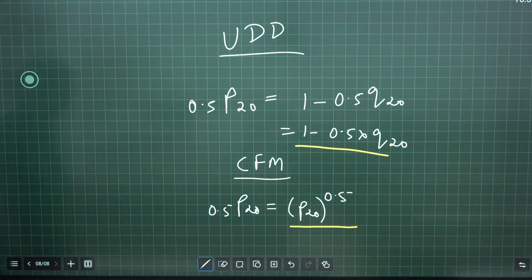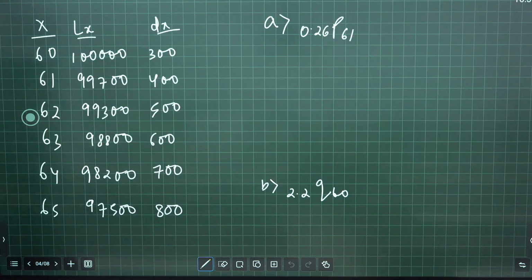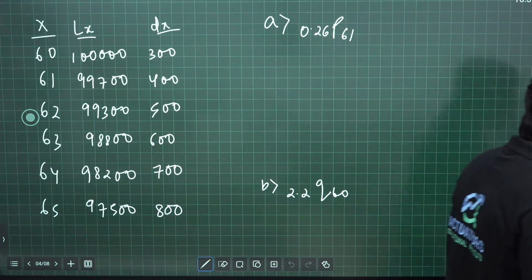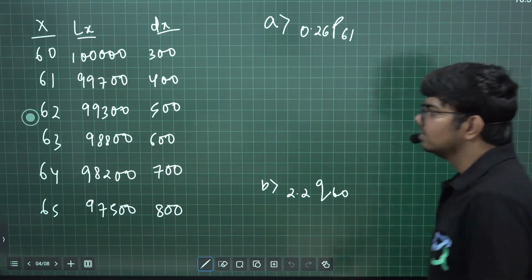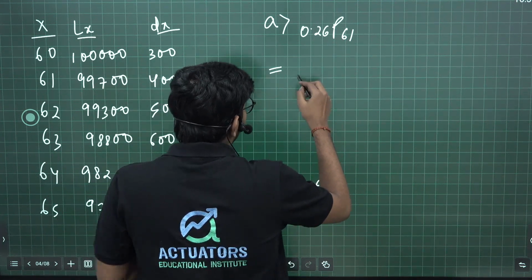Okay, so let us just copy this down. I hope you can quickly pause the video and copy this entire part down, because I will be dealing with some questions on UDD and CFM. Again, we will be referring back to a new life table which has been provided to us, and we have to calculate the answer for 0.26 P61, which should be very easy for you now because we have already done a question on this.